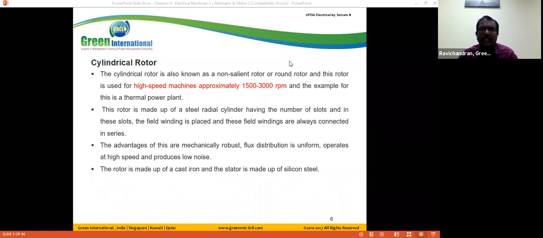Next we go to the cylindrical rotor. In the cylindrical rotor there is no projection, so that's why we call it a non-salient pole. This is of round shape, that's why we also call it a round rotor. It is used whenever we need speeds of 1500 to 3000 RPM. We use the cylindrical rotor for that. In general, the cylindrical rotor is used in thermal power plants.